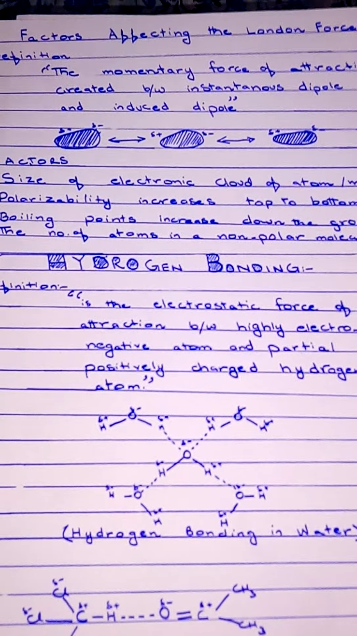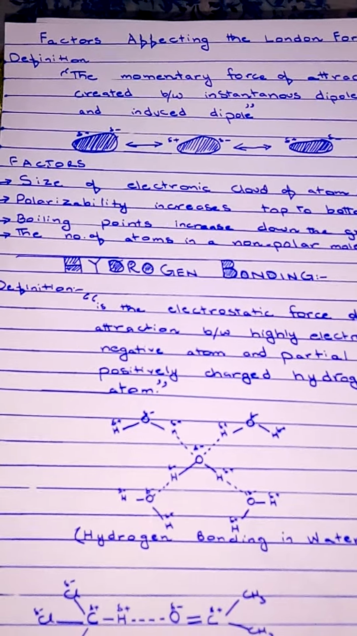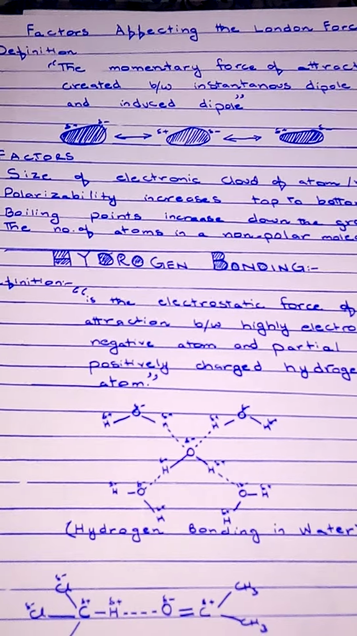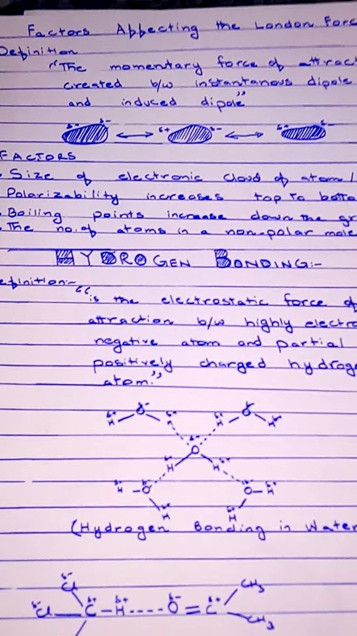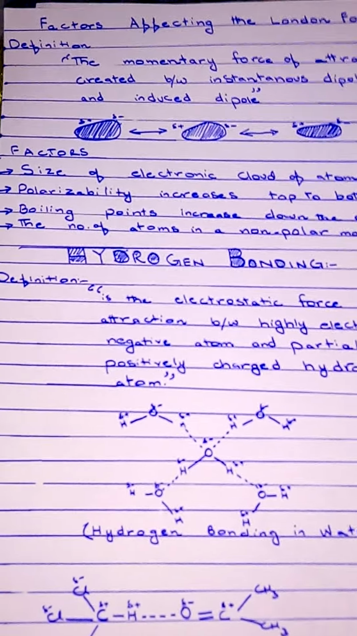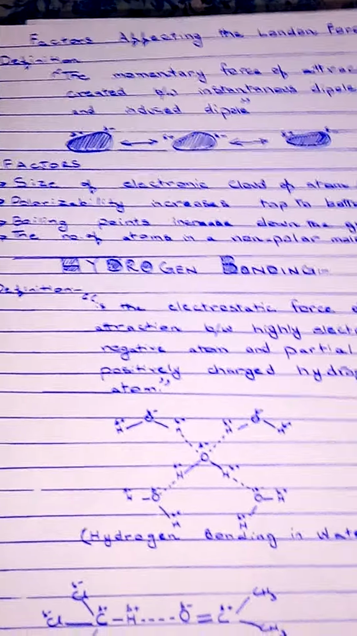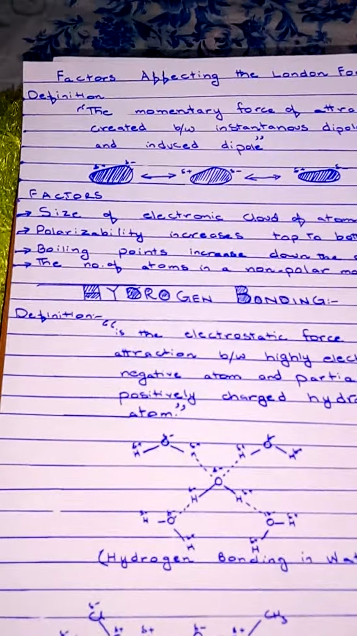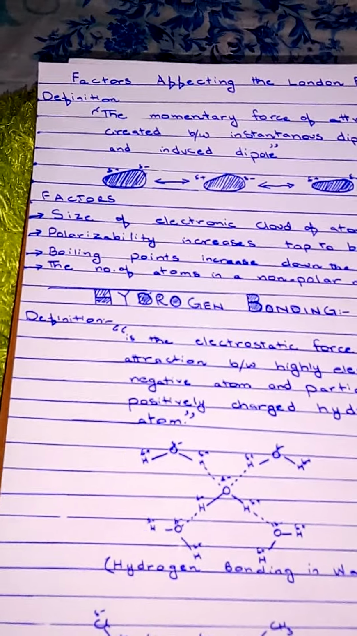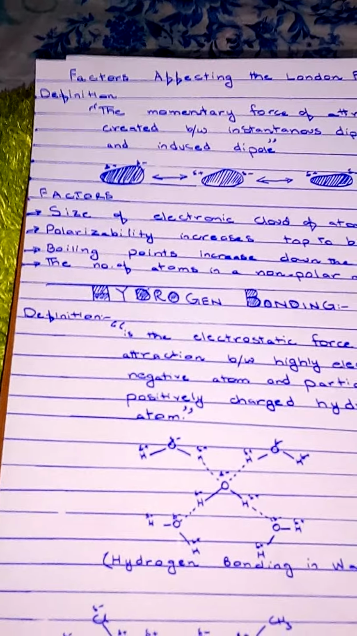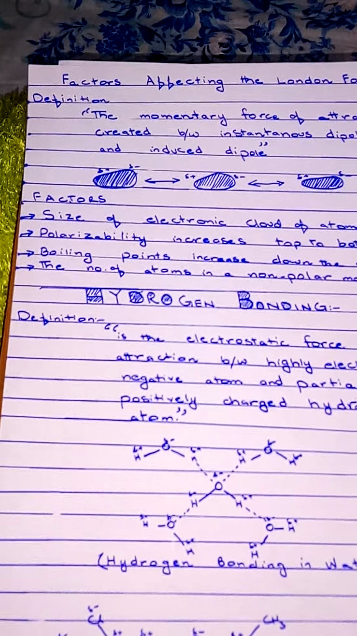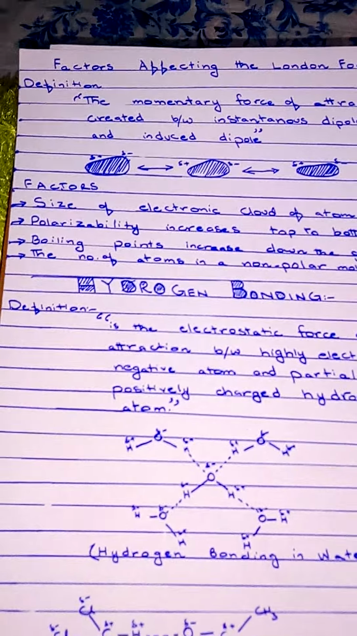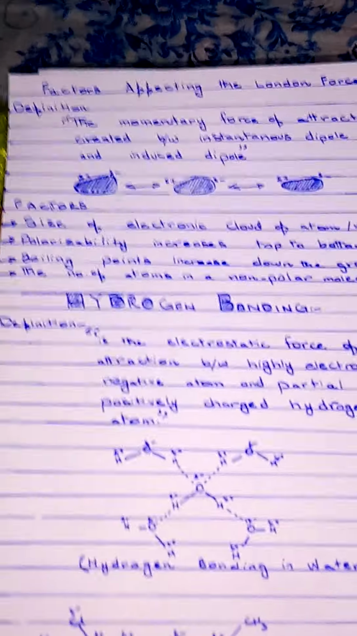The increased distortion of electronic cloud creates stronger London forces and hence the boiling points are increased down the group. Fluorine is a gas and boils at minus 181 degrees centigrade, while iodine is a solid at room temperature, which boils at 184.4 degrees centigrade. Polarizability of iodine molecule is much greater than the fluorine.